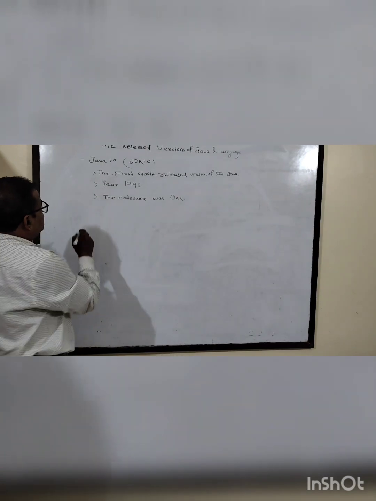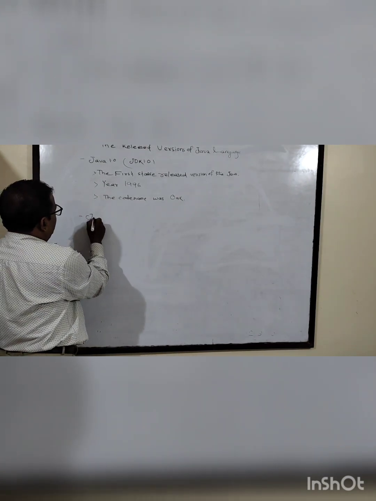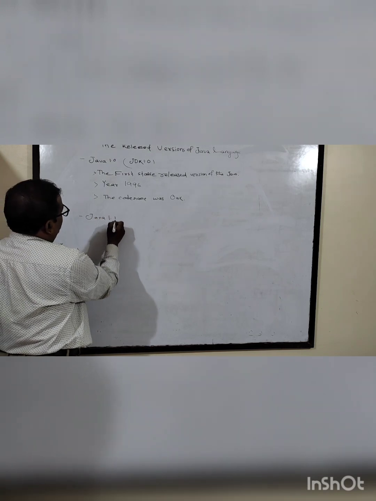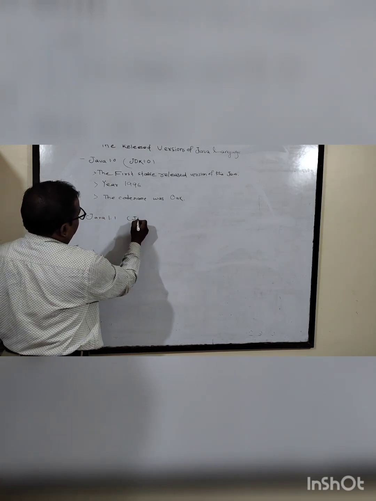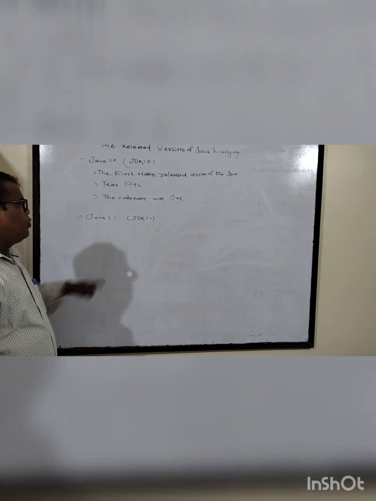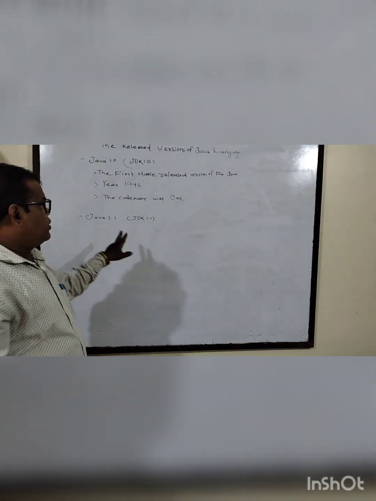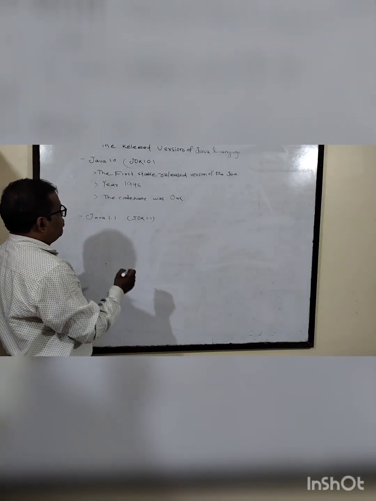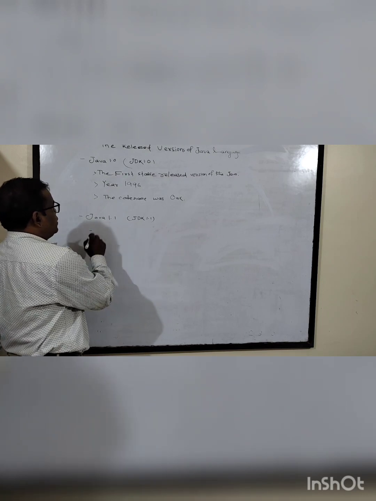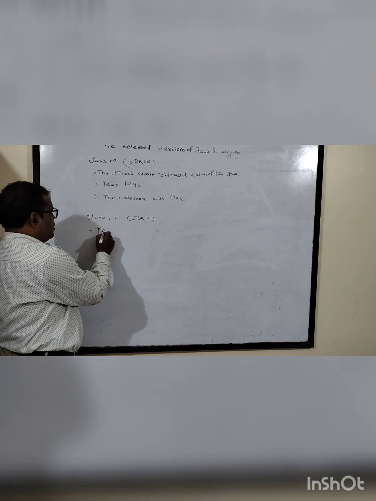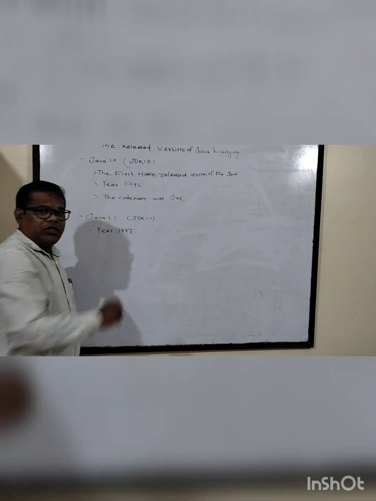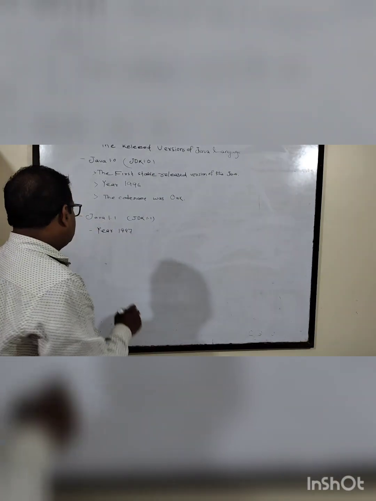And the very next is Java 1.1, which we even call JDK 1.1. What is the full form of JDK? Java Development Kit. This is version 1.1. I can say that this is the second stable release. It is released in the year 1997.